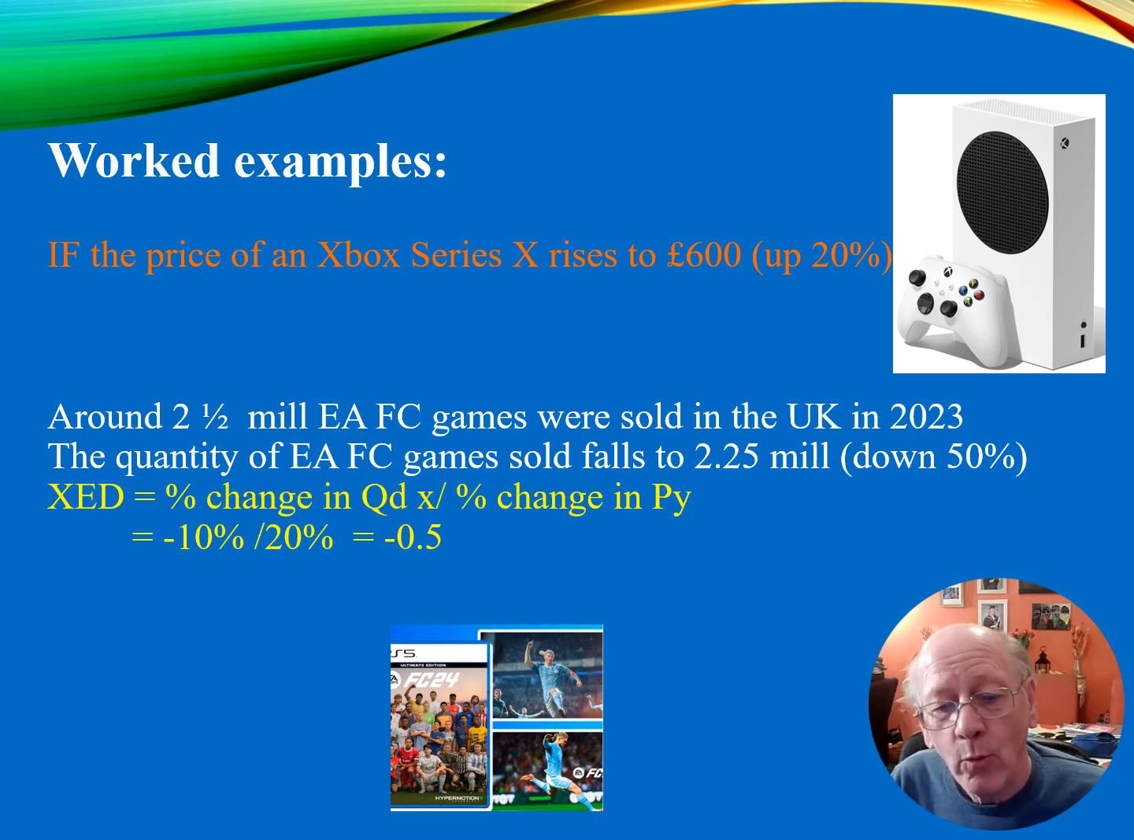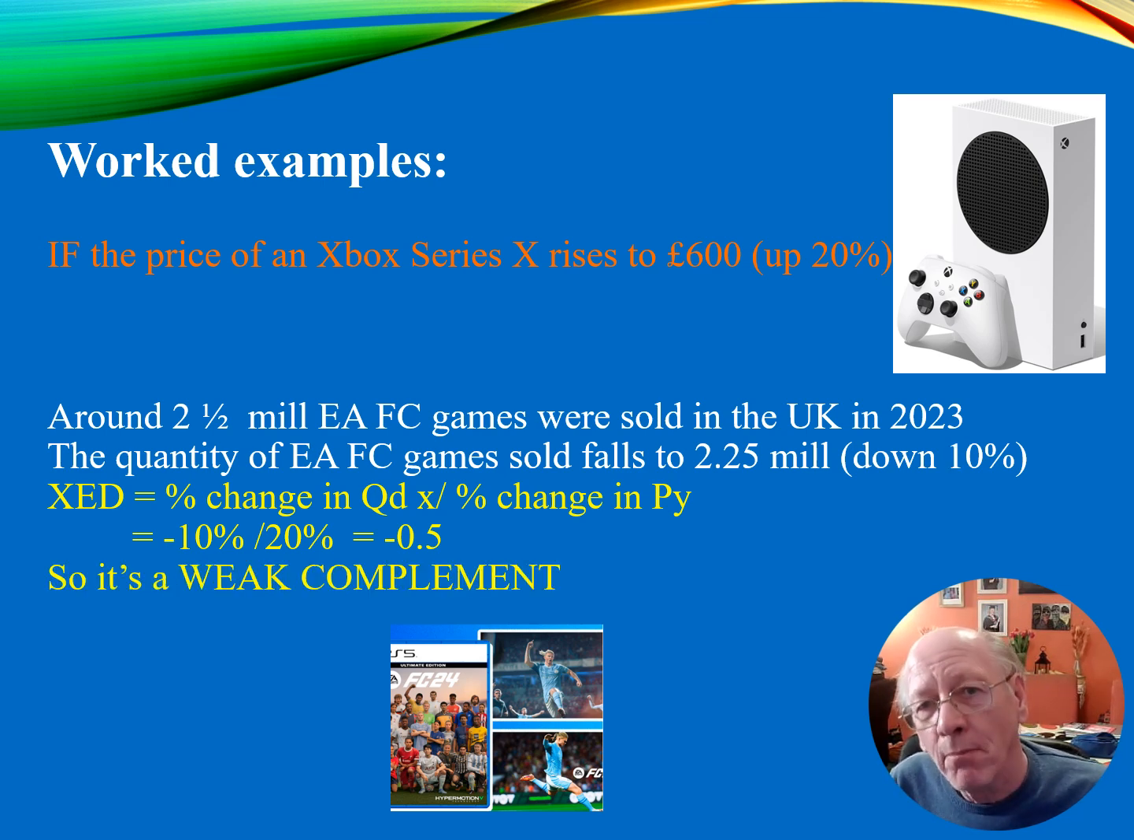So again, we bring in the formula. It's a decrease of 10%, so that's minus 10 as a result of the increase in the price of the Xbox of 20%. Minus 10 over 20 gives us an answer of minus 0.5. The fact that it's a minus sign tells us it's a complement, but it's not that strong a complement because it's below 1. So that would be a weak complement.